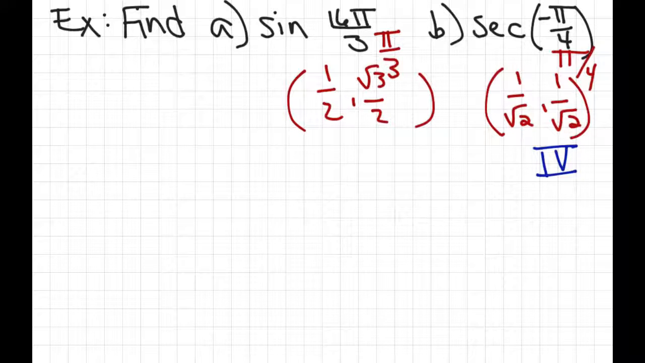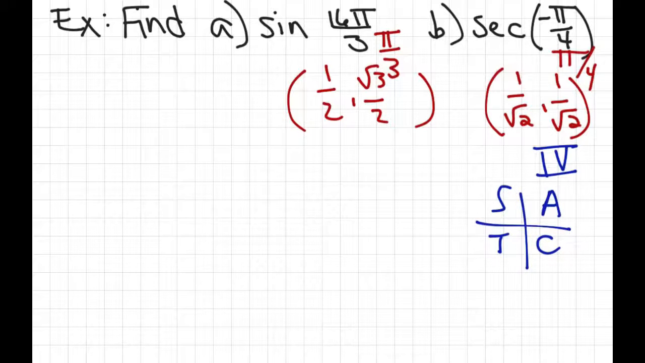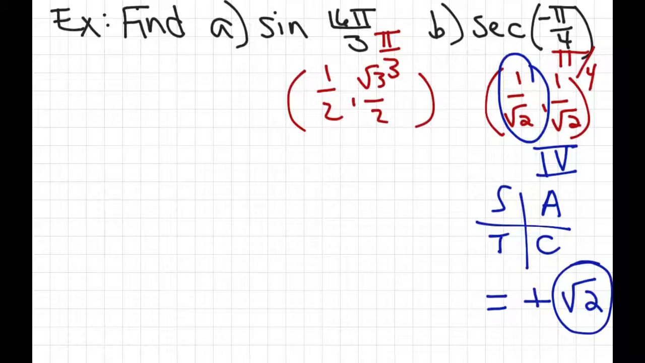In the 4th quadrant, are secants positive or negative? Well, secant is the reciprocal of cosine. And cosine's positive, so secant must be positive. So the answer is going to be positive. The reciprocal of cosine: the cosine is 1 over the square root of 2. Its reciprocal is square root of 2 over 1.